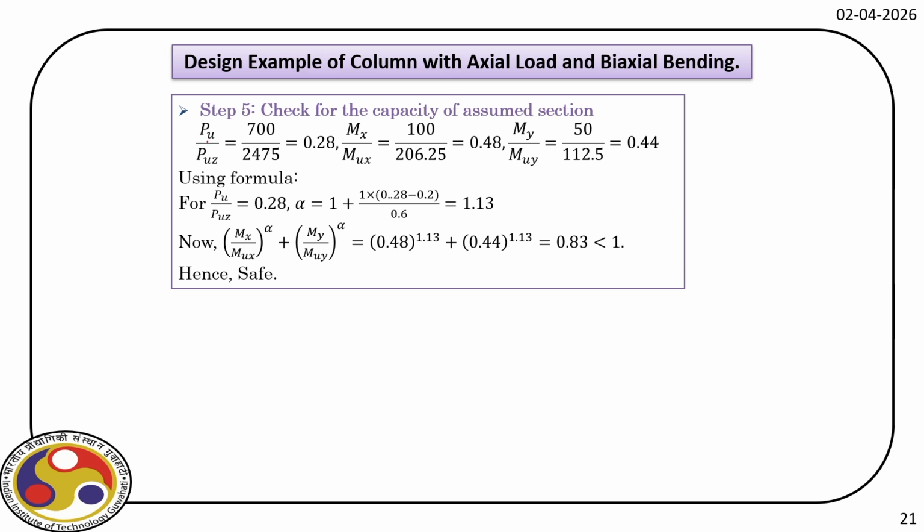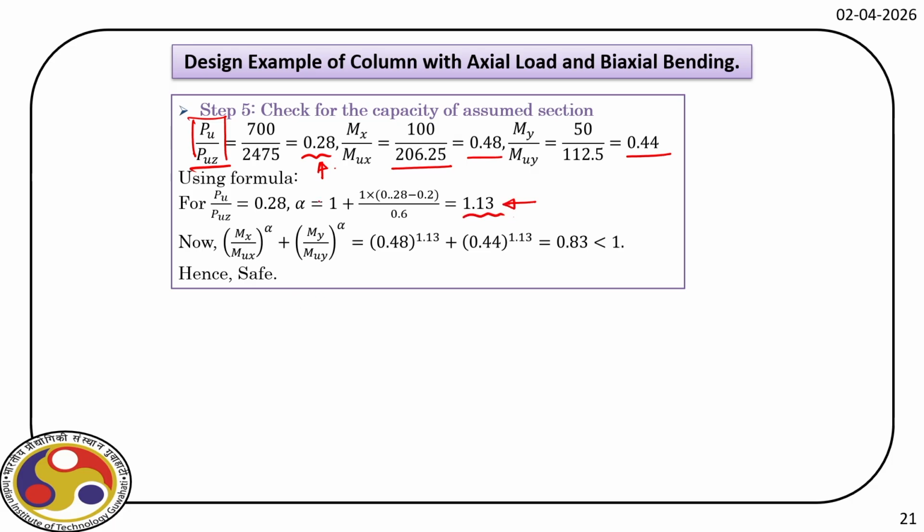Then finally, we check the capacity of the section. So we have Pu by Puz is 0.28, Mx by Mux is 100 by 206.25, which is 0.48. Similarly, in the y direction also we find out, which is 0.44. Now, recall from this ratio, we need to find out the value of alpha. So this is 0.28. Recall it is more than 0.2, less than 0.8. So we have to interpolate, and through interpolation we get alpha as 1.3.